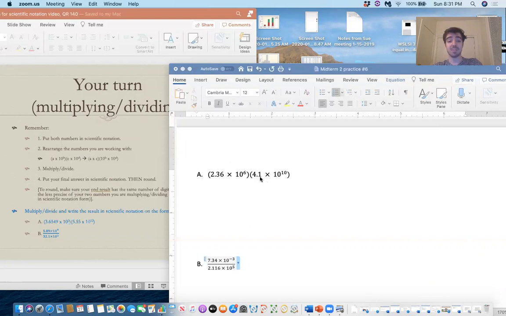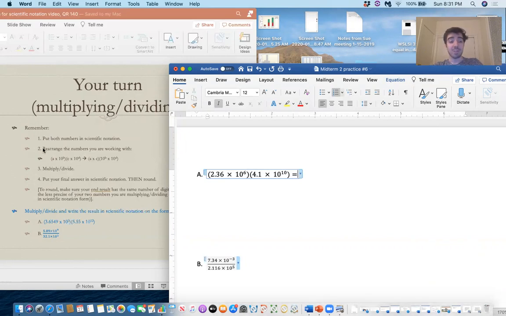2.36 times 10 to the 6 times 4.1 times 10 to the 10. Okay. So let's go through this set of steps. First step, put both numbers in scientific notation. Done and done. Coefficients between 1 and 10, coefficients between 1 and 10, power of 10, power of 10. These are in scientific notation already.